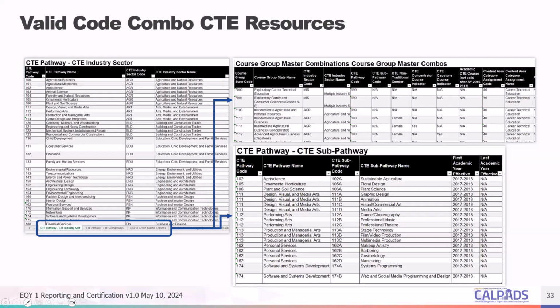In the course group master combos tab, you're able to map course group state codes to CTE pathway codes. This tab will allow you to determine whether a course is a concentrator course or a capstone course. And in each CTE pathway, there are state course codes for introduction, concentrator, and capstone courses. On the screenshot on this slide, the course group master combos tab is in the upper right-hand graphic of the slide here.